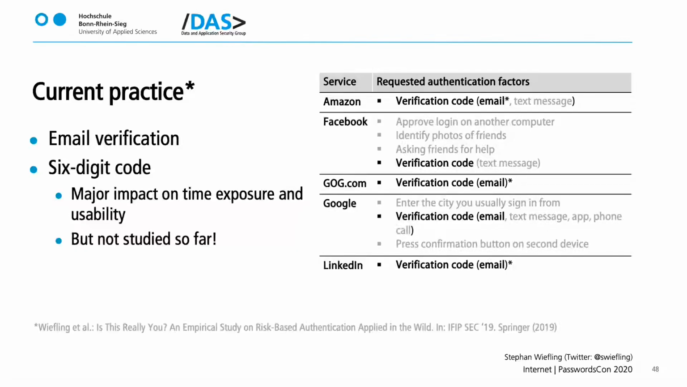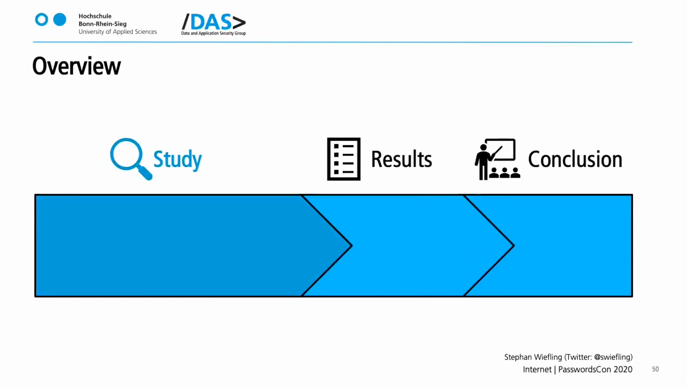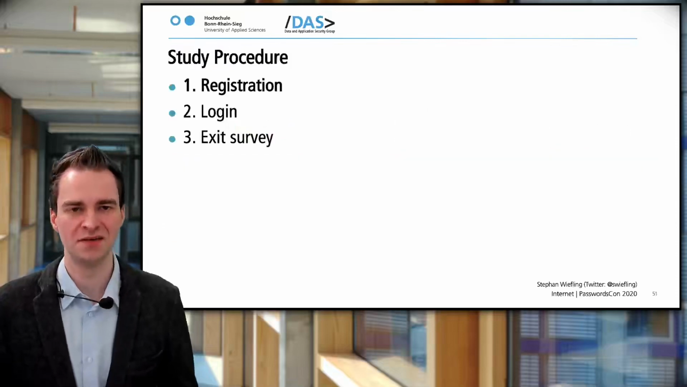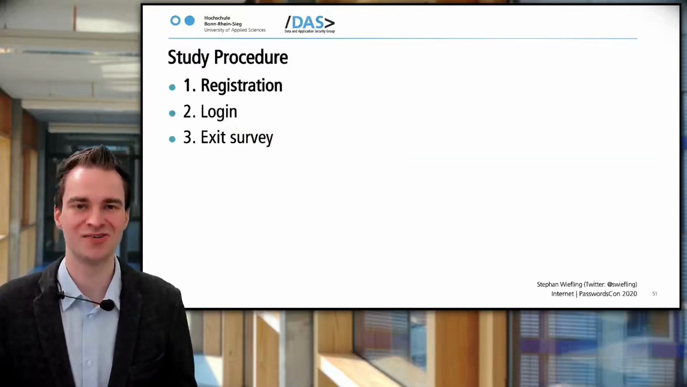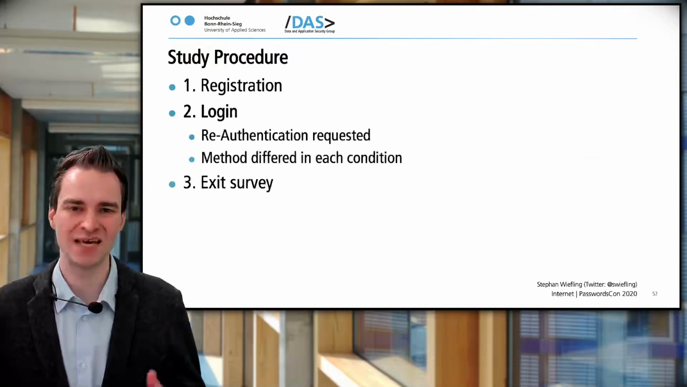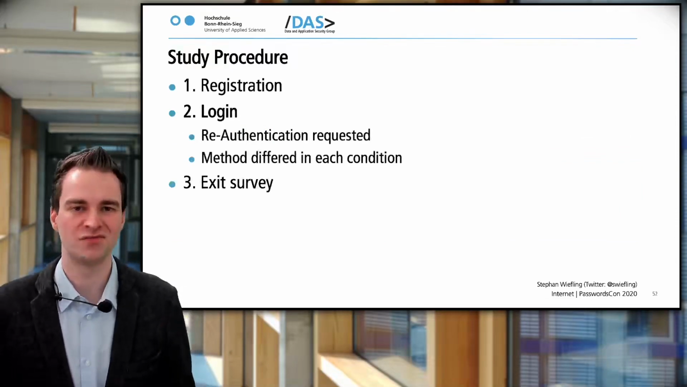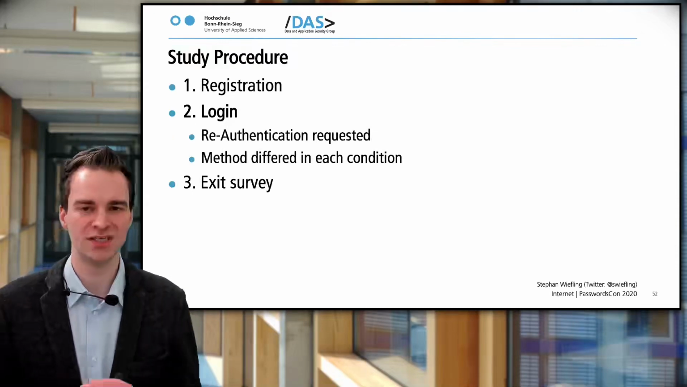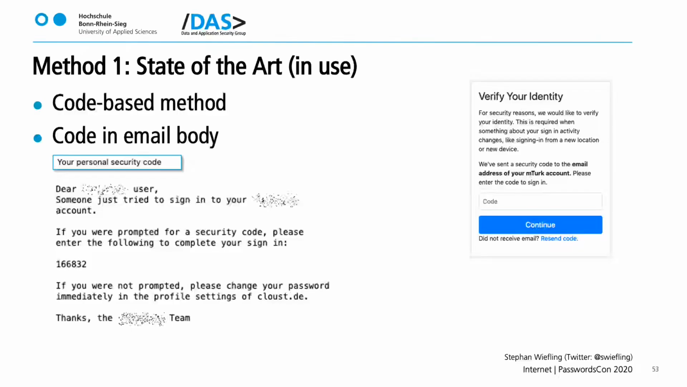So we investigated that by constructing a study to see if there's potential to improve this method. It's a similar study procedure as last time. They registered on the website, and after that, when they signed in on the website, we asked for additional authentication, and the login method differed between each condition. We had 3 conditions here. In condition 1, they had to re-authenticate with the state-of-the-art deployment that we know from practice: the code is in the email body and not in the email header.